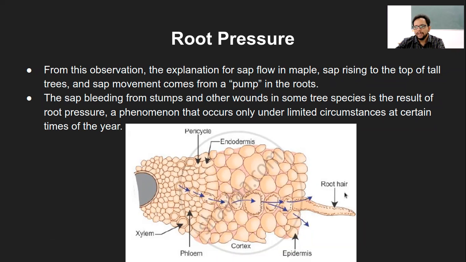So let's say the root hair will absorb water. It will go into this epidermal layer, then it will go into the cortex. These are the big cells. From the cortex, it will go into the endodermis. You can see these columnar cells, that is the endodermis. Then it will enter the pericycle, and from the pericycle it will enter the xylem cells, which are shown double layered here. And from the xylem it will be moved upward. So that is the movement of water due to root pressure.